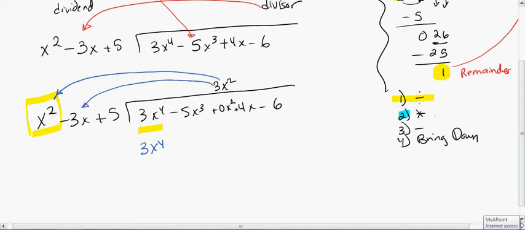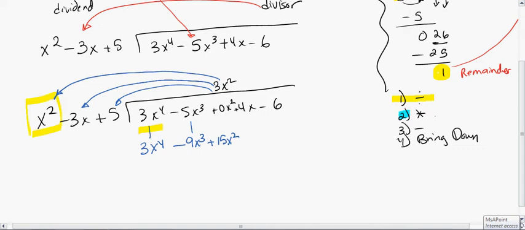So 3x squared times a negative 3x is a negative 9x cubed. Notice how I'm lining up the like terms here. The x to the 4ths are going under the x to the 4ths, the x to the 3rds under the x to the 3rds. The next one, 3x squared times 5 is 15x squared, and I'm going to put that under my placeholder, my 0x squared, plus 15x squared. All right, so I have my multiplying step done.